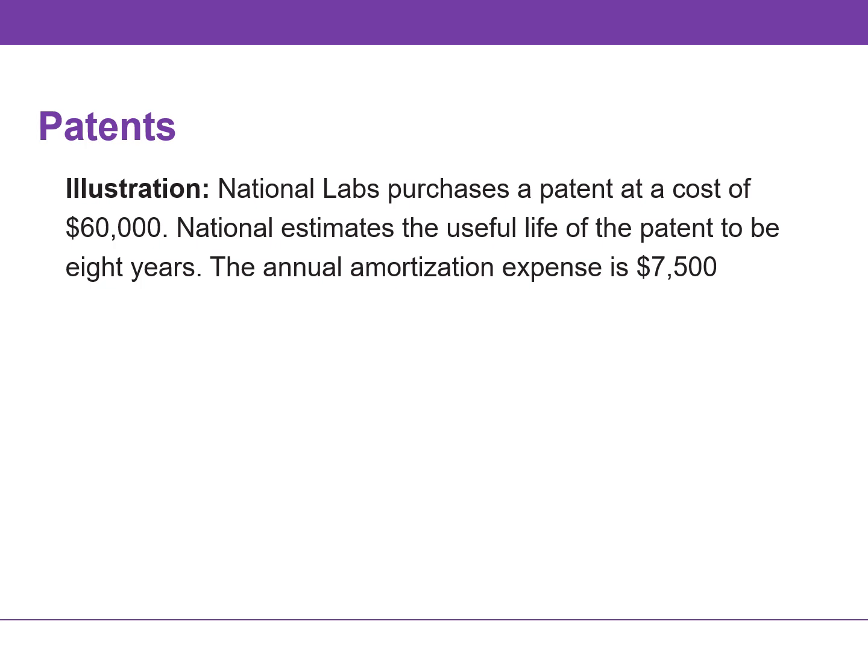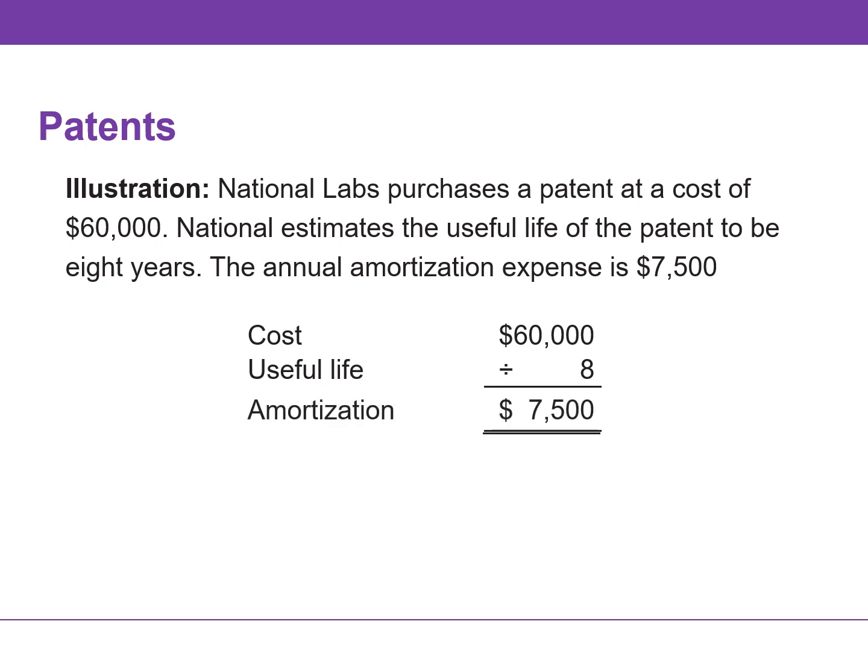Let's assume National Labs purchases a patent at a cost of $60,000. They estimate the useful life of the patent to be 8 years. The annual amortization is $7,500. This is found by taking the cost of $60,000, dividing by the useful life of 8 years to arrive at an amortization of $7,500. This would result in a debit to amortization expense and a credit to the patent for $7,500.